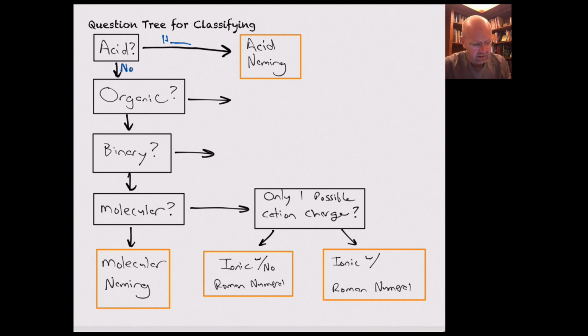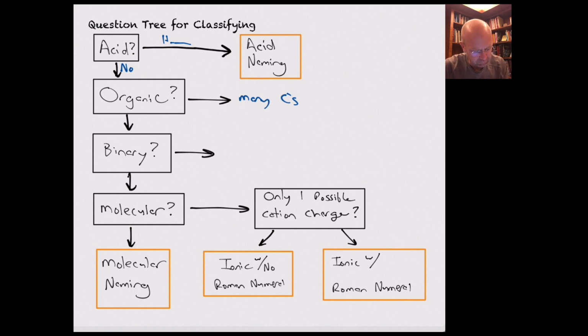If it's not an acid, then I would next check to see how many carbon atoms are in the molecule. If there's only one carbon atom in the molecule, it might be part of a polyatomic ion, and it could still be a binary inorganic molecule. But if there are many carbon atoms in the molecule, it's likely to be organic, and you will learn organic naming at another time. It's not this naming system.